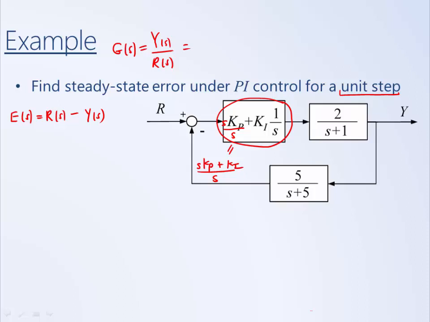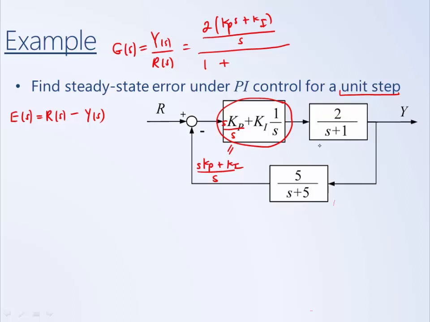So once we've done that, we can see that our forward path includes the PI controller and the plant. So it's equal to 2 times the quantity Kps plus Ki divided by S. That's the numerator of our transfer function. The denominator has the form 1 plus loop, where the loop includes these 3 transfer functions: the controller, the plant, and the sensor.